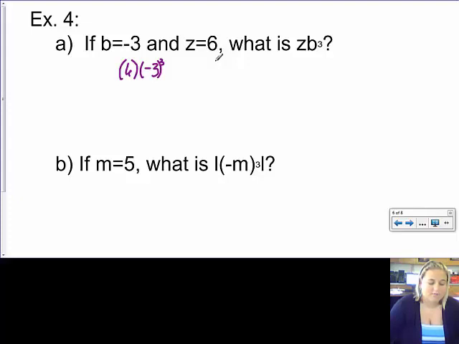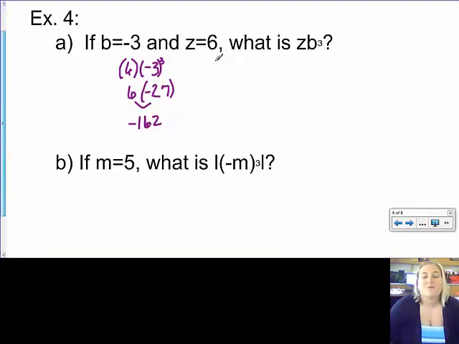And that's -3 times -3, which is +9. +9 times -3 gives us -27. Times that 6 gives us -162. Final answer. Okay. B, go ahead and pause and try to work it on your own.